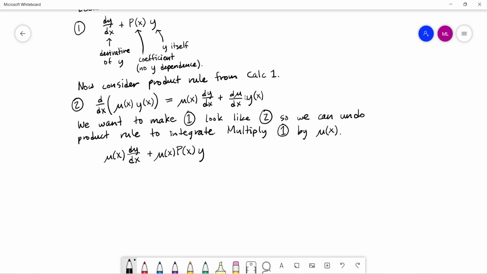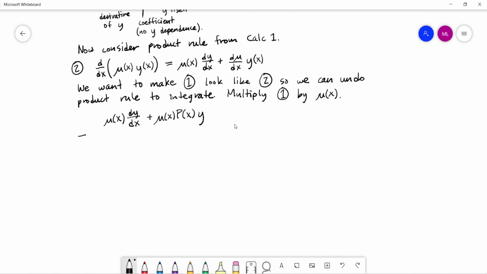But this is something that we need to enforce. We can't just pick any function to multiply by. We need to think of what is the function that will allow us to preserve this correspondence between terms here. Right? Whatever I pick for mu, it doesn't matter as far as the first term is concerned, but I have to pick a specific mu that'll make this term, d mu dx, look the same as this term, mu of x times p of x.